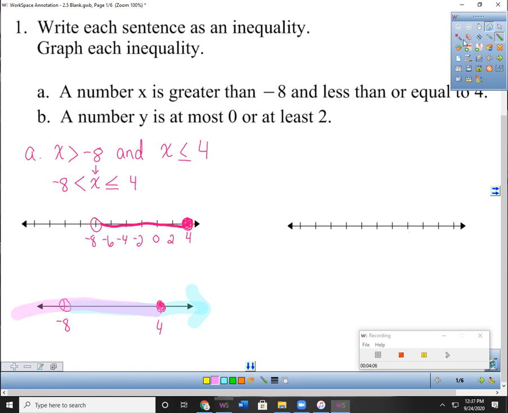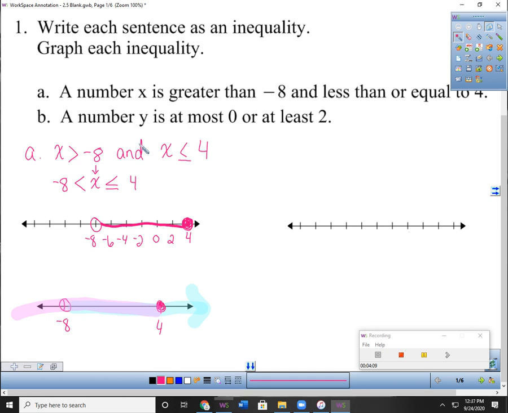And means, where are they both shaded? And if you look, blue and pink make purple, yes? They're shaded in between. So that's why we only shade in between. If I graph them separate, I'd have to think about where they overlap, right? They overlap in between -8 and 4.